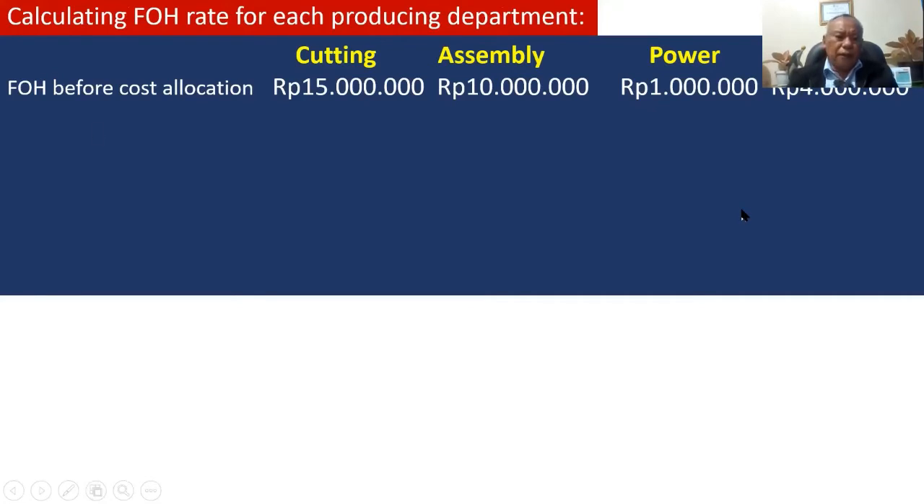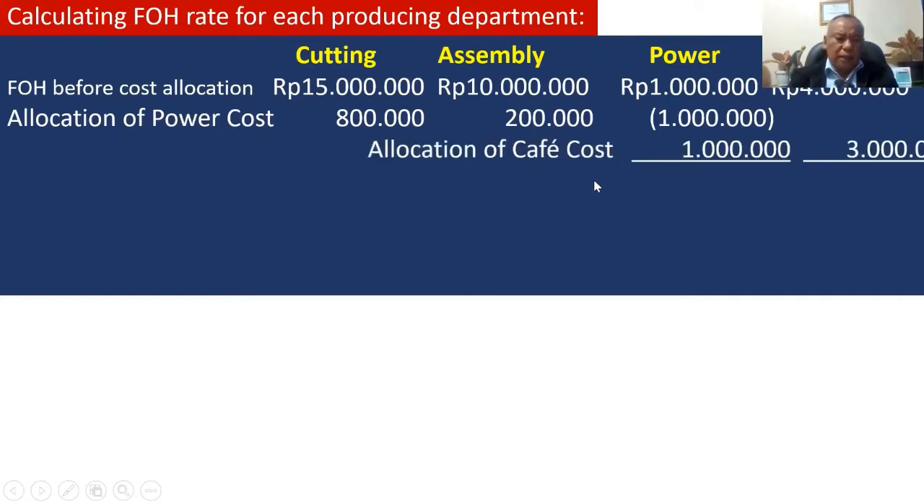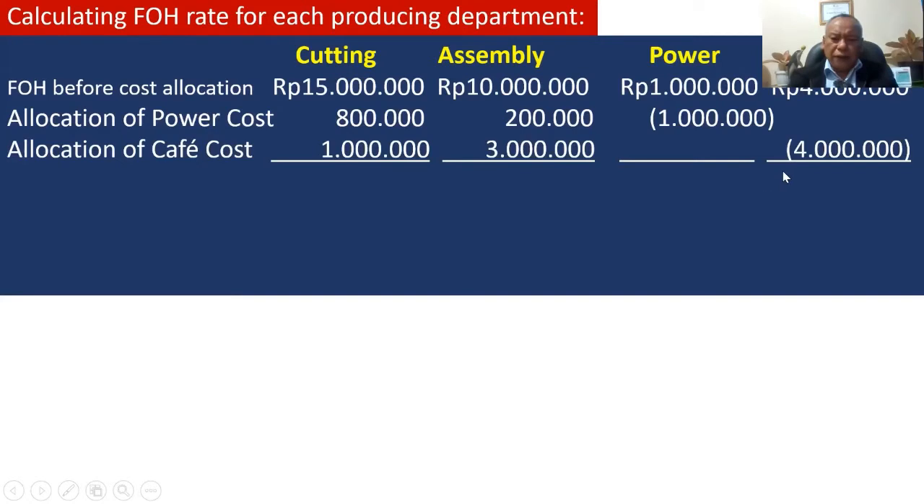So we have the factory overhead cost before service department cost allocation. In this case, cutting we have 15 million, assembly 10 million, power 1 million, and cafe 4 million. And then this is the allocation of power costs, 800,000 for cutting and 200,000 for assembly. And then the allocation of cafe costs. Cafe cost actually 4 million. We allocate to cutting 1 million and to assembly 3 million. Okay, as we already calculated above.